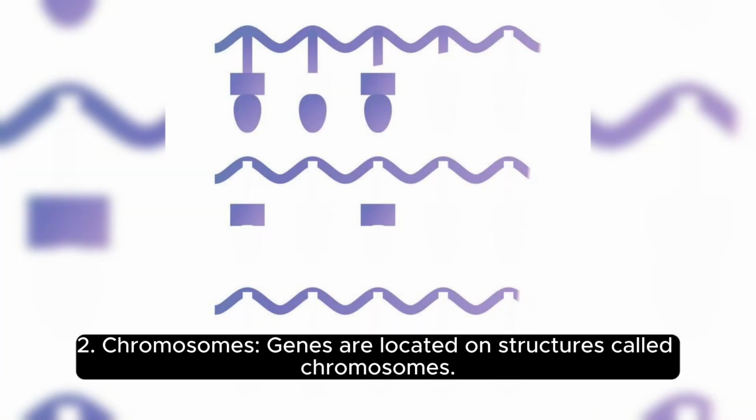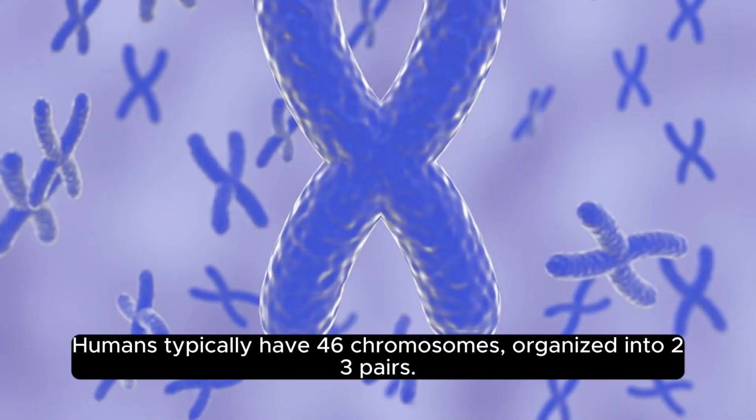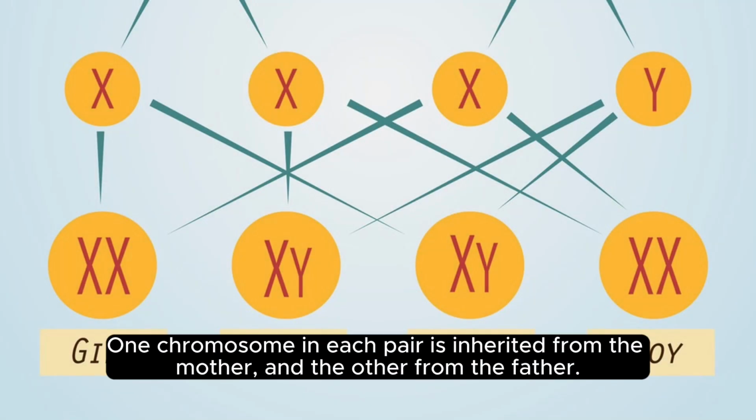2. Chromosomes. Genes are located on structures called chromosomes. Humans typically have 46 chromosomes, organized into 23 pairs. One chromosome in each pair is inherited from the mother, and the other from the father.